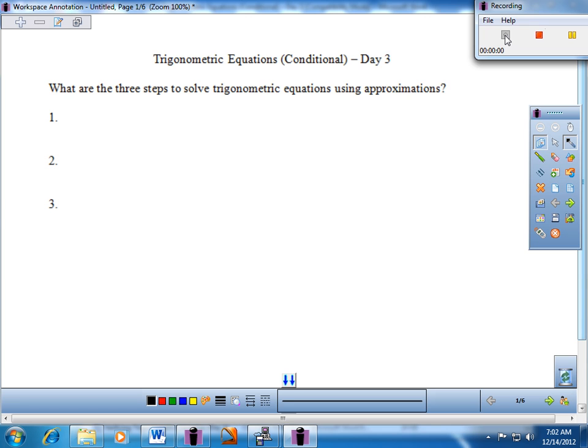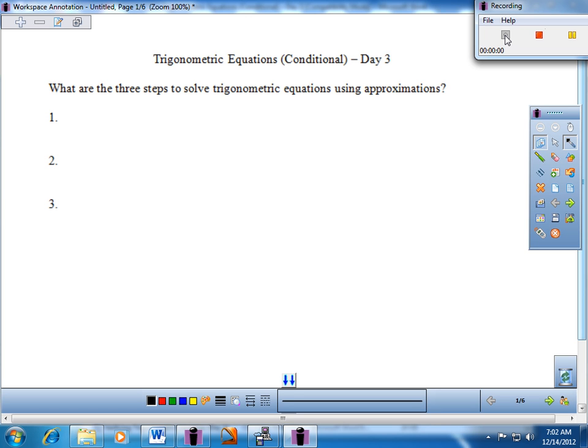So it looks like at the top here, just to review what we talked about, it's really a three-step process. It says, what are the 3 steps to solve trigonometric equations using approximations? Let's see if we can do this without looking back. See if you remember what we did first, second, and third. Then I'll write my answers in here, and I'll try to be as clear as possible in laying out the 3 steps.